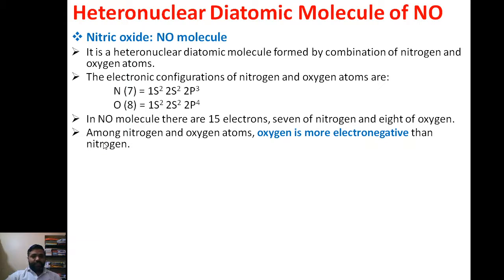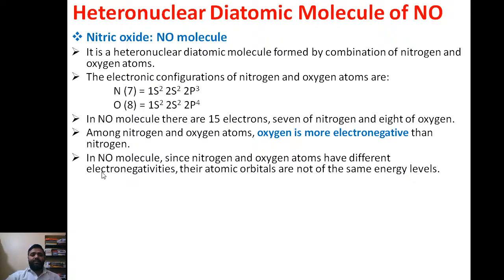This is an important point. Among nitrogen and oxygen atoms, oxygen is more electronegative than nitrogen. You know that you can apply the periodic table: from left to right, electronegativity increases. Similarly, among p block elements from carbon to fluorine, electronegativity gradually increases. Oxygen is on the right side and nitrogen is on the left side. Therefore, obviously, oxygen is the more electronegative atom, which affects the energy level diagram.